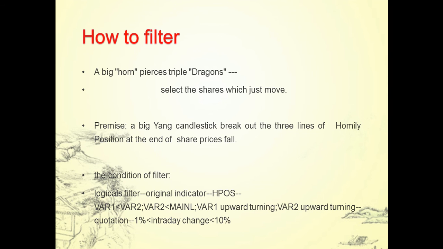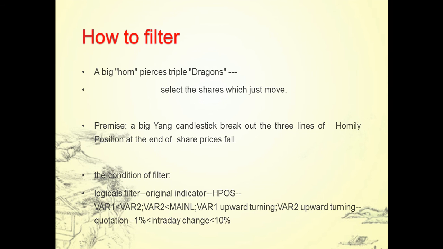Logical filter: HPLS, VAR1 minus VAR2. Why? Green line, the white line below the yellow line. Yellow line below the main line. This is the downtrend. Okay. The VAR1 upward turning, VAR2 upward turning. What's that meaning? All the lines upward turning. Then the next one, quotation.